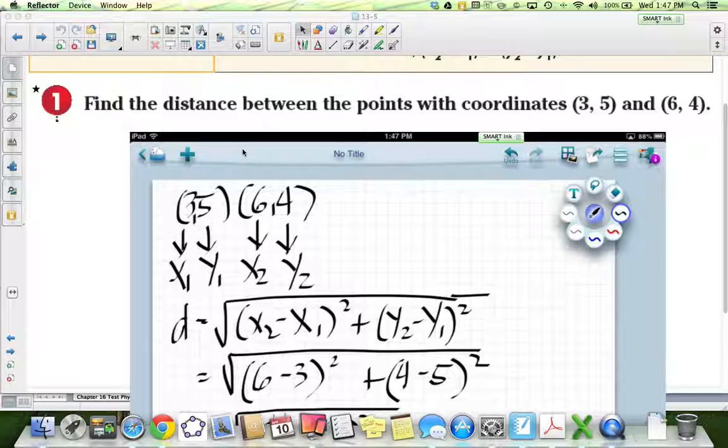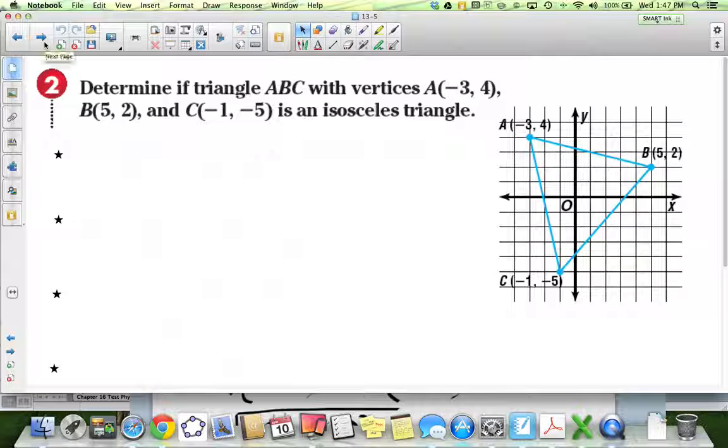And radical 10 is approximately equal to 3.16 units. That is now the distance between points 3, 5 and 6, 4. Okay, let's consider the next example.